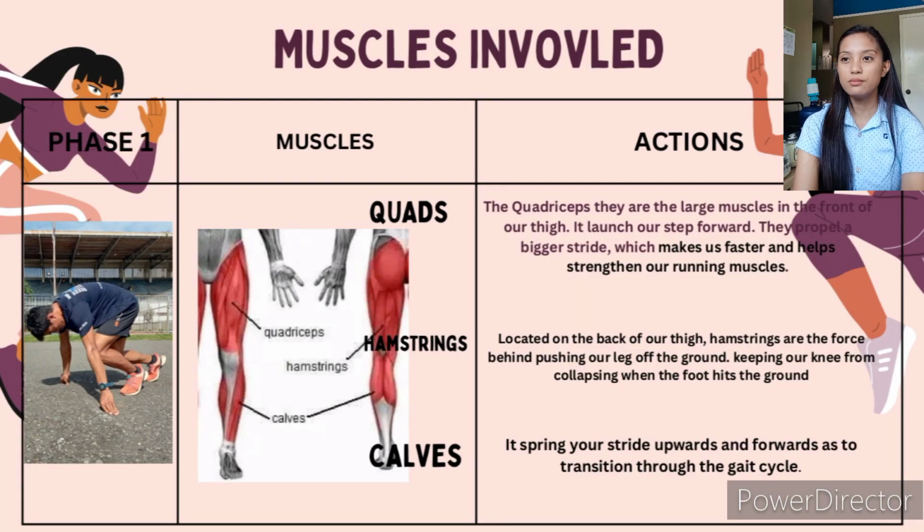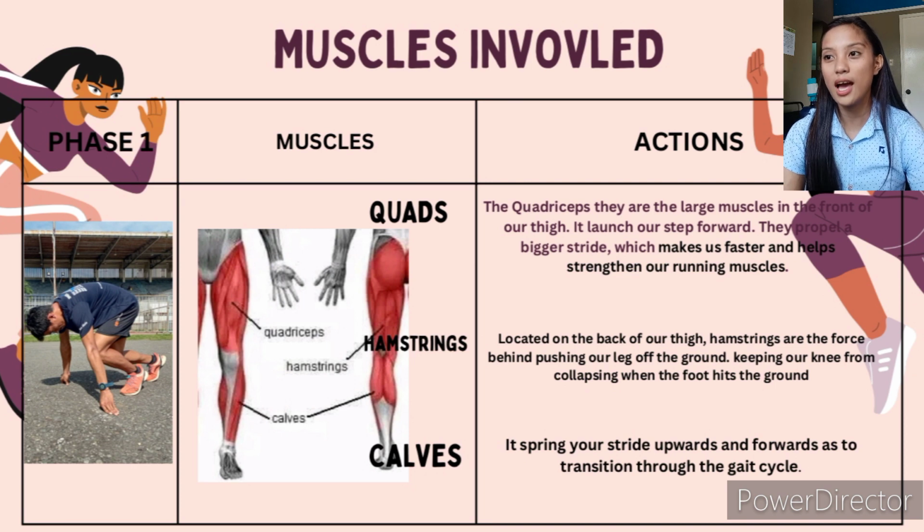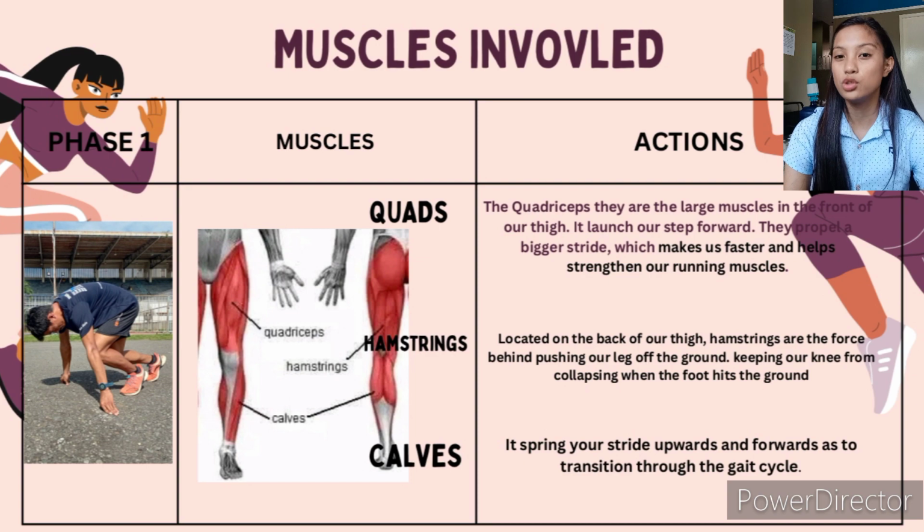So, we have here in phase 1, the quadriceps, the large muscles in front of our thighs. They launch our step forward. They also propel a big stride, which makes us faster and helps strengthen our running muscles. The next are the hamstrings. They are located on the back of our thighs. Hamstrings are the force behind pushing our leg off the ground, keeping our knee from collapsing when the foot hits the ground. And lastly are the calves. They spring your stride upward and forward as you transition your gait cycle. So those are the major muscles involved during phase 1.